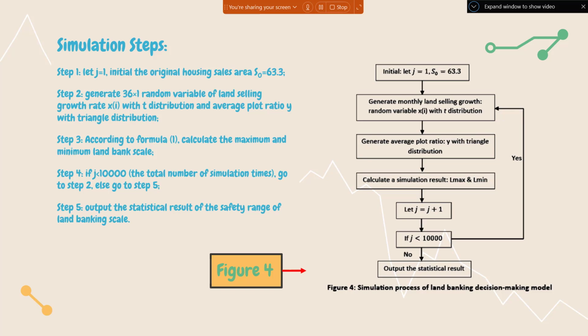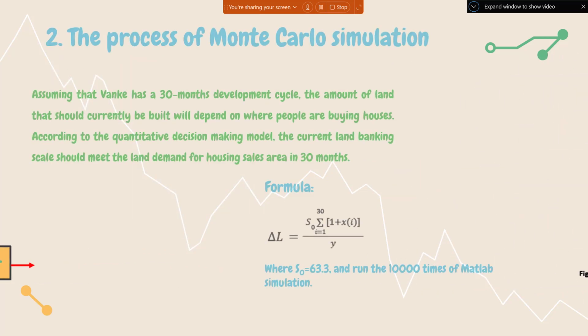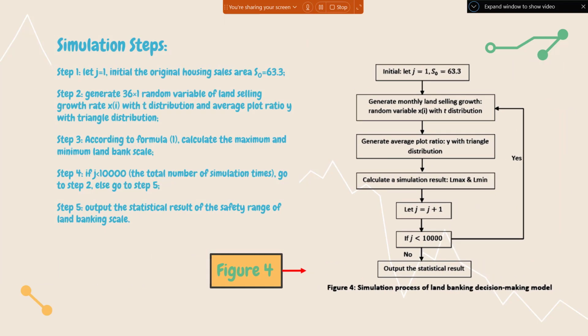Step 3, according to formula 1 from the slide before. This is formula 1. And according to this formula, we will calculate the maximum and minimum land bank scale. Step 4, if j is less than 10,000, which is the total number of simulation times, we will go to step 2. Else, we will go to step 5, which will generate the output, the statistical result of the safety range of land banking scale.